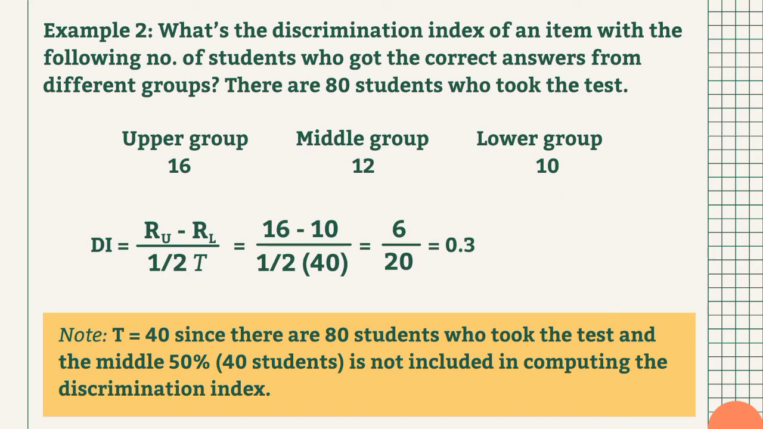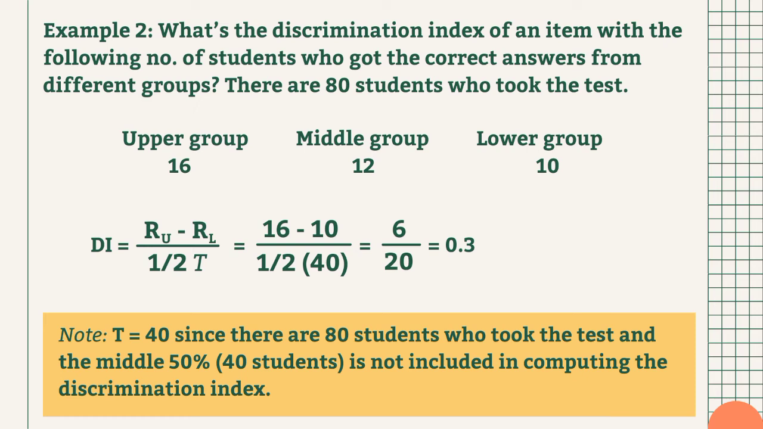Now, let's proceed to our second example. What's the discrimination index of an item with the following number of students who got the correct answers from different groups? There are 80 students who took the test. Upper group 16, middle group 12, lower group 10. We have our formula di is equal to Ru minus Rl over 1 half times t.